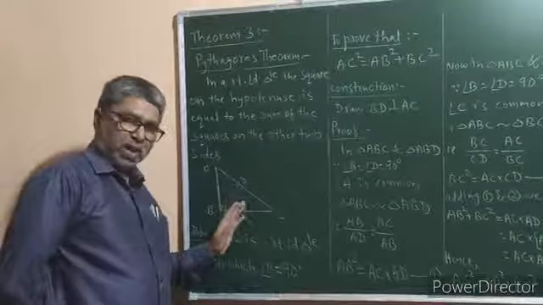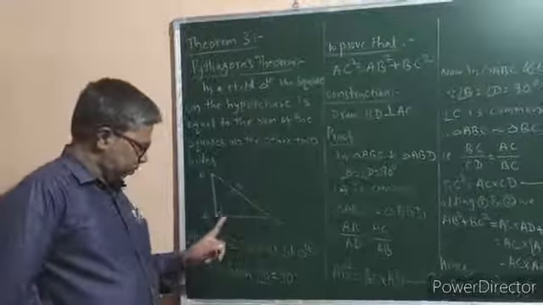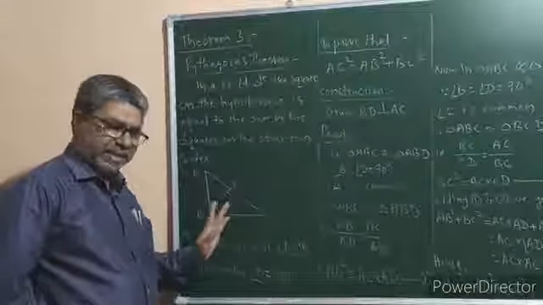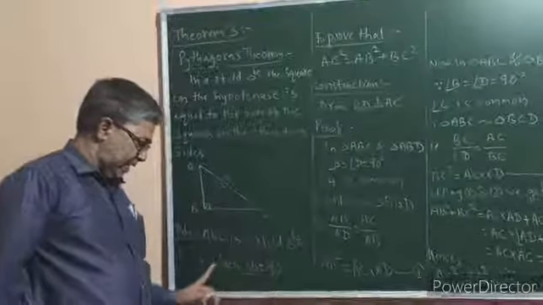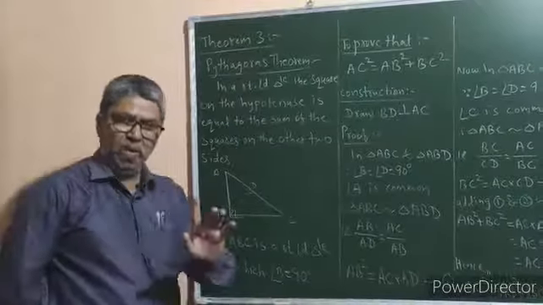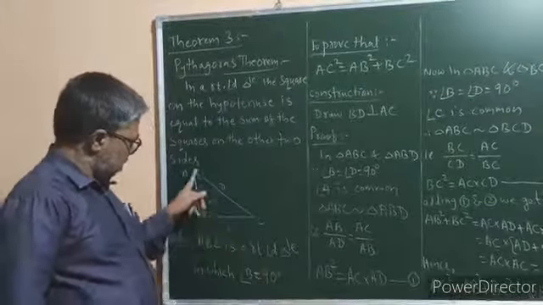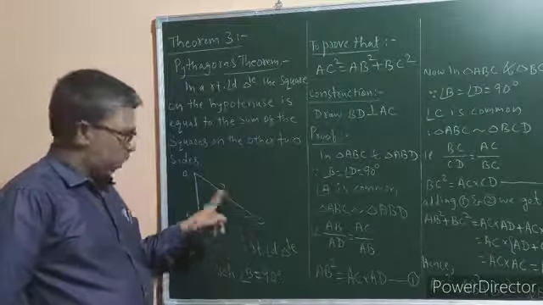Now let us draw the figure. ABC is a right angle triangle and angle B is the right angle, that is 90 degrees. Given: ABC is a right angle triangle in which angle B is equal to 90 degrees. To prove that AC square is equal to AB square plus BC square.